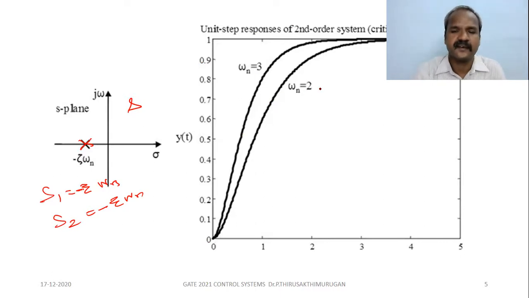If we increase omega n, the response is faster: omega n2, omega n3. So in the step response, when omega n is increasing, settling time decreases, and so does the time constant. It is similar to a first order system, critically damped.